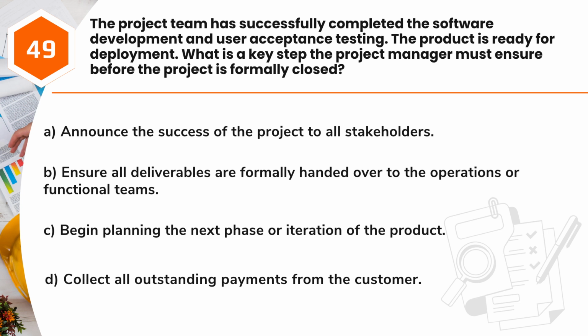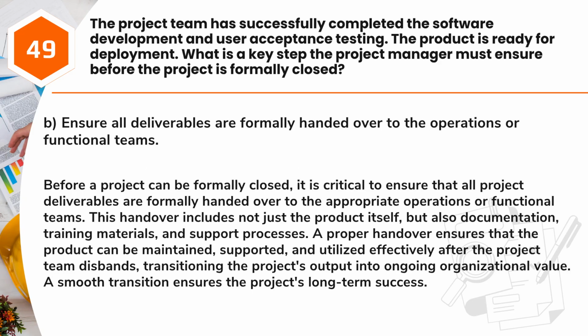C. Begin planning the next phase or iteration of the product. D. Collect all outstanding payments from the customer. Answer: B. Ensure all deliverables are formally handed over to the operations or functional teams. Before a project can be formally closed, it is critical to ensure that all project deliverables are formally handed over to the appropriate operations or functional teams.